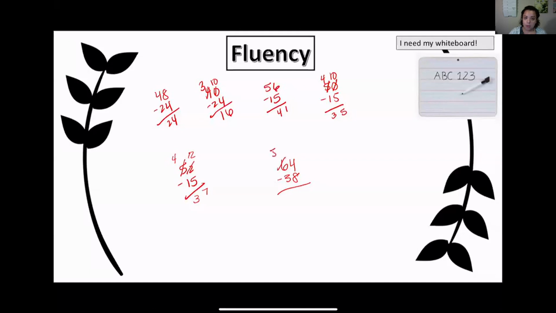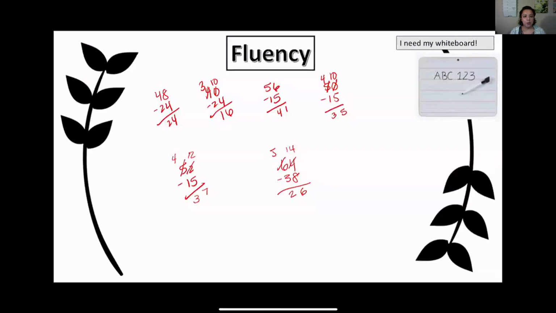This 6 tens becomes 5 tens. This 4 ones becomes 14 ones. 14 ones minus 8 ones gives me 6 ones. 5 tens minus 3 tens gives me 2 tens. My answer was 26.